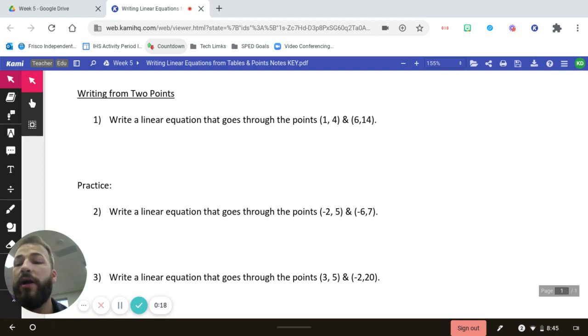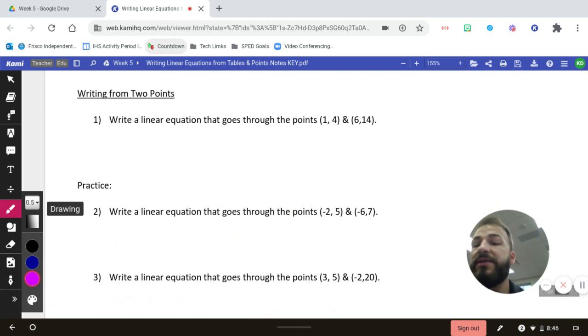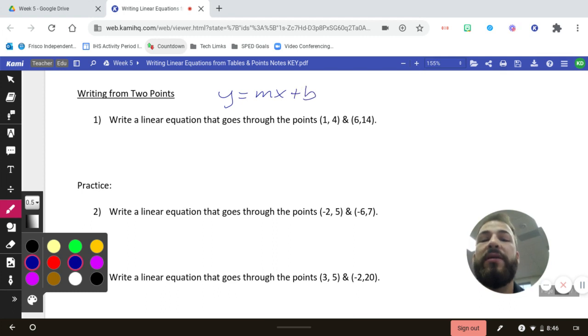So right now, just as a reminder, our linear equation is y equals mx plus b. So I don't have m, my slope, and I don't have b, my y-intercept. And my y-intercept is not one of my 2 points. So I'm going to have to do a little bit of extra work here. But first step always is I need to find my slope.